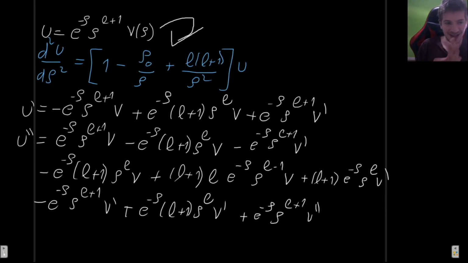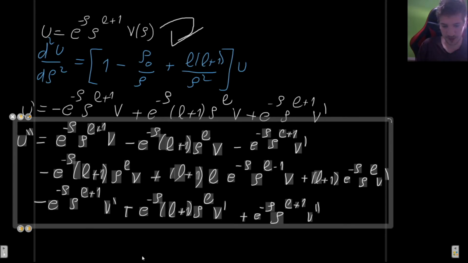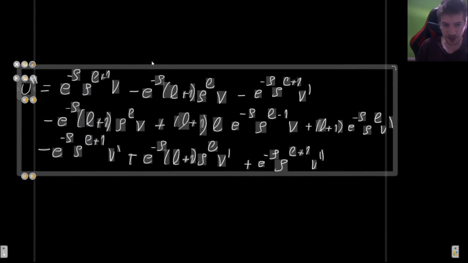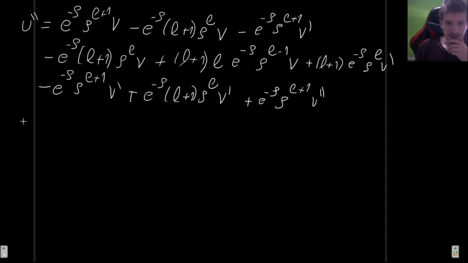Okay, now we need to simplify this. I'm going to take this to the next page so that we can put everything that has a v and a v prime together. So let's see, I'm going to change color so that we know that this is a different case. U prime prime, well, let's put everything with just v together. And by the way, we can actually see that everything here is multiplied by e to the minus rho and rho to the Lth power. So actually, let's just simplify that a little bit. So e to the minus rho to the Lth power.